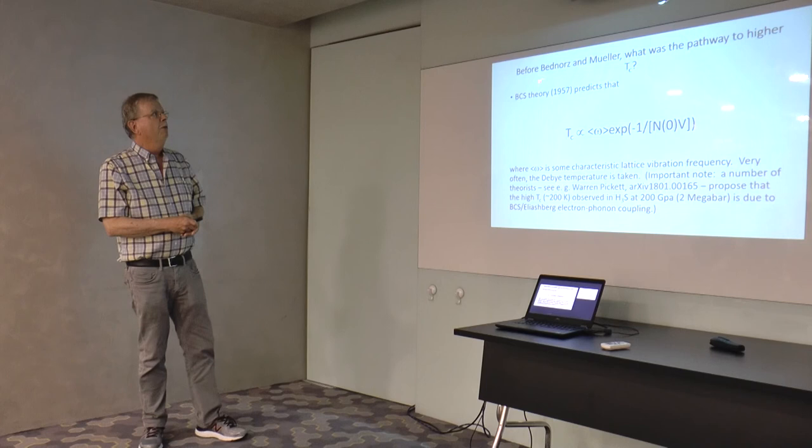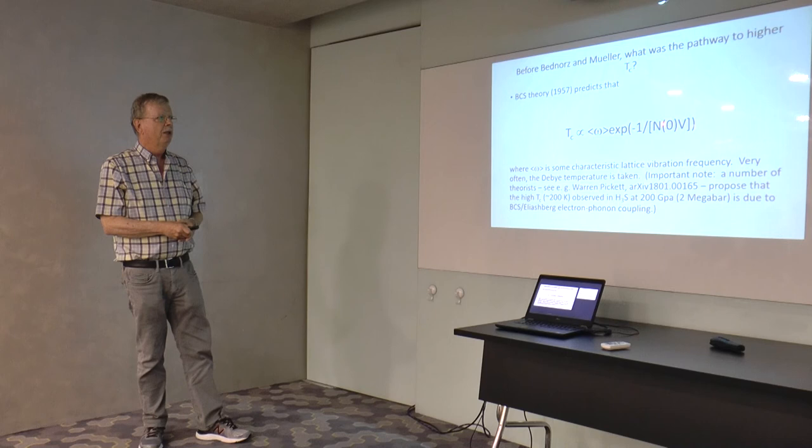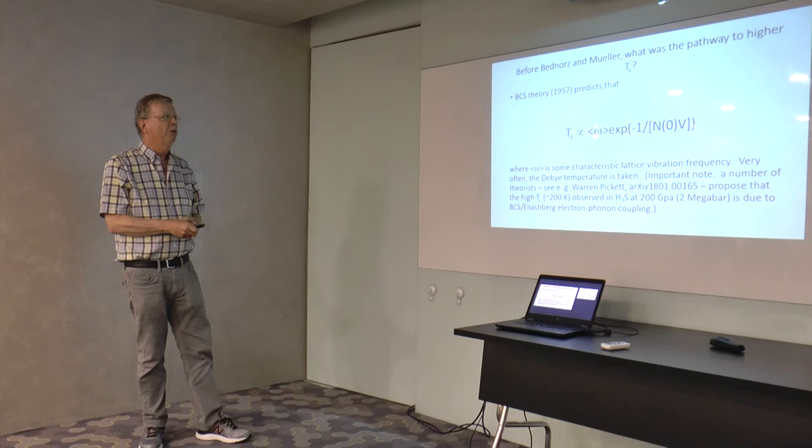So, before we zip off on Bednorz and Müller, what was the previous pathway? Well, BCS theory predicts this. This is some average phonon frequency. This is the electronic density of states at the Fermi energy, and this is something to do with the electron-phonon coupling strength. So if you have a large denominator, then you have e to the minus a smaller number, e to the minus a smaller number gives a bigger multiplier, times this gives a bigger TC. Okay?